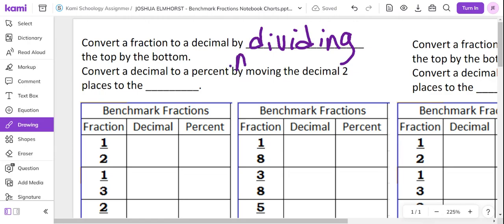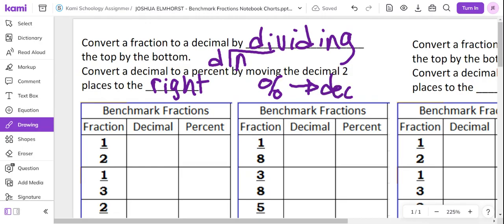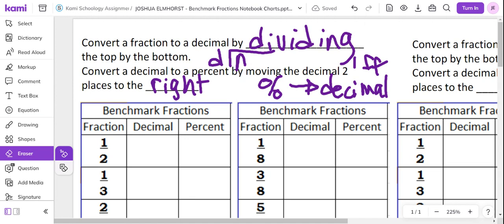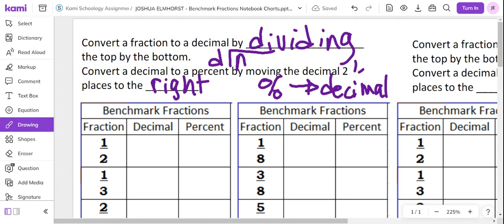Dividing the numerator by the denominator. And then you're going to convert a decimal to a percent by moving the decimal 2 place values to the right. And if we needed to go percent back to decimal, then we would move the decimal place value back to the left. So let's practice down below.